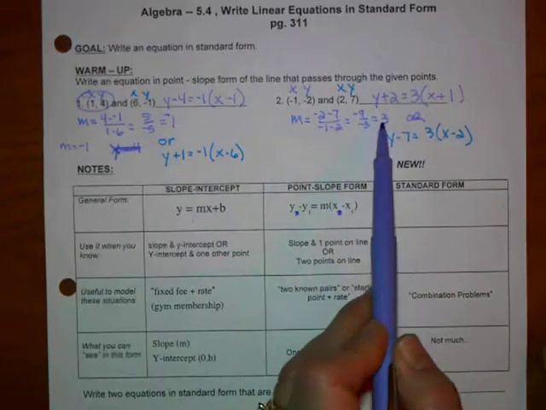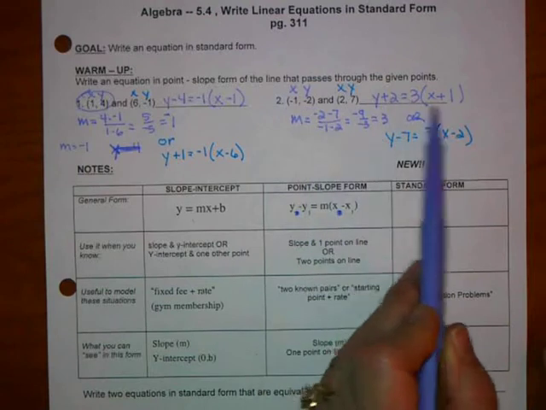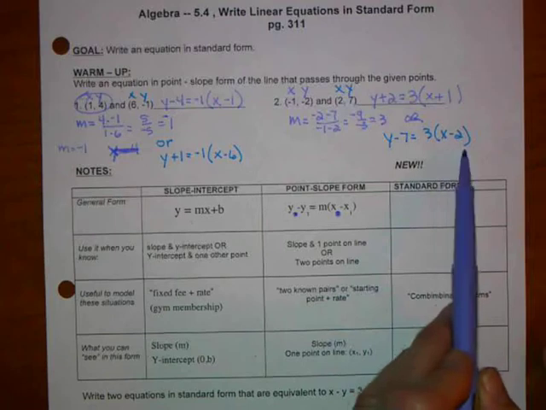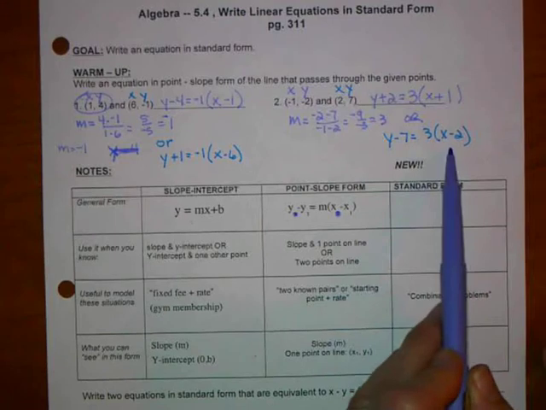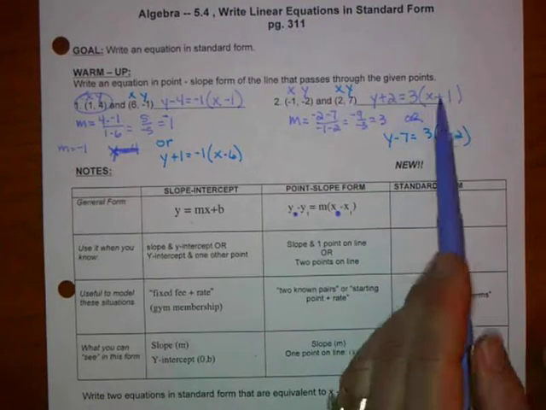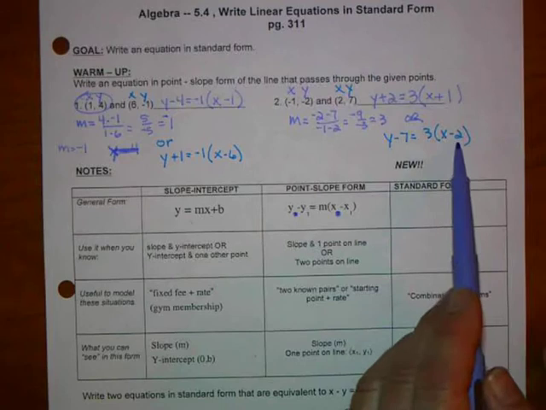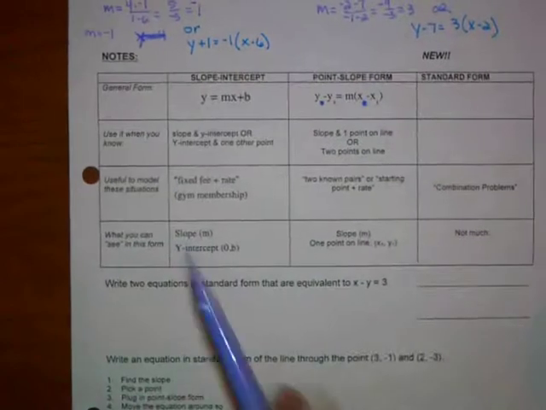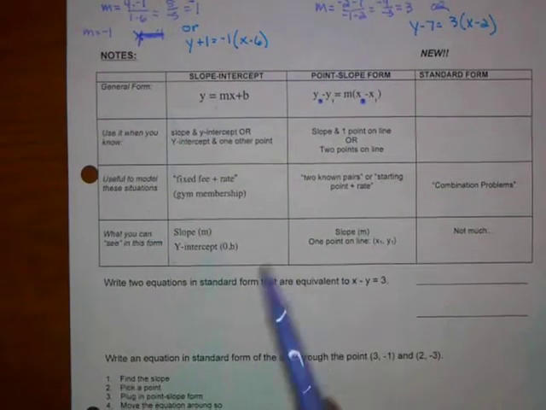Same over here. I got 3 for the slope, and then I picked this point and plugged it in here. This is what it would look like if you chose the first point. This is what it would look like if you chose the second point. Again, if you moved either one of these into y equals mx plus b, you would get exactly the same equation. Okay? All right.